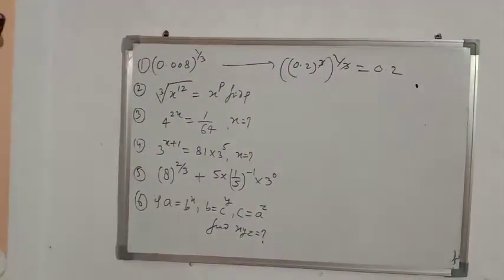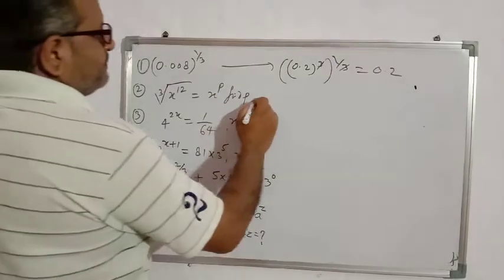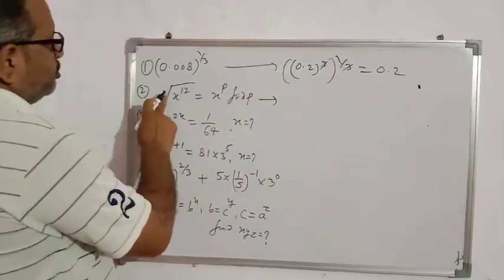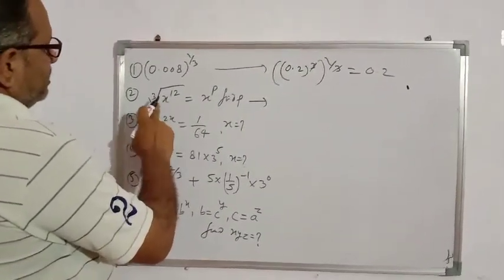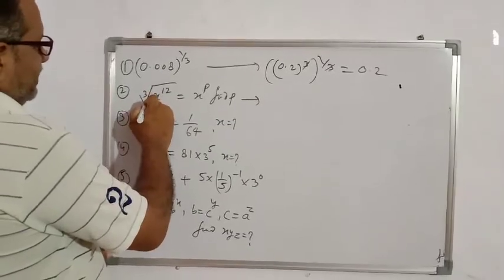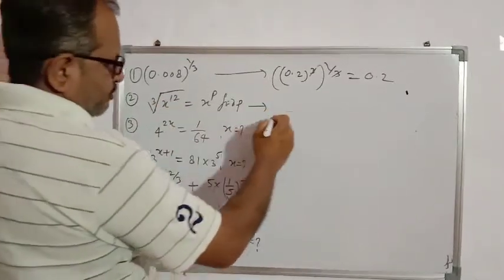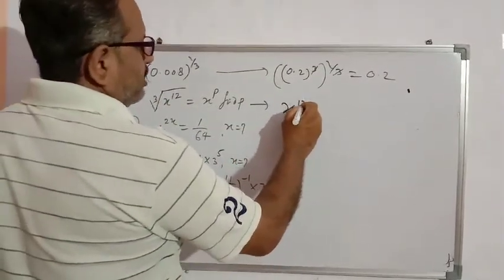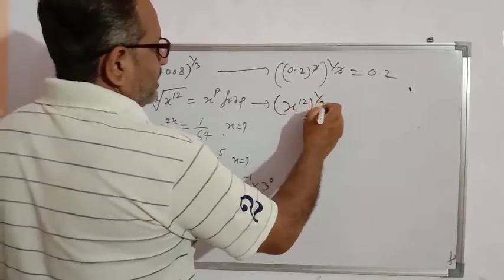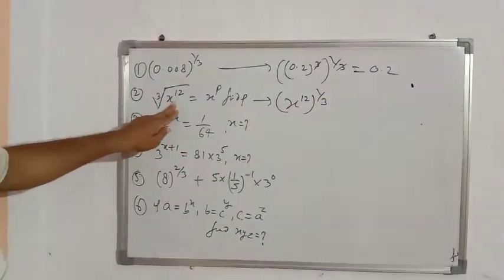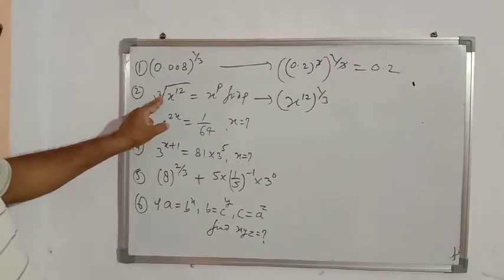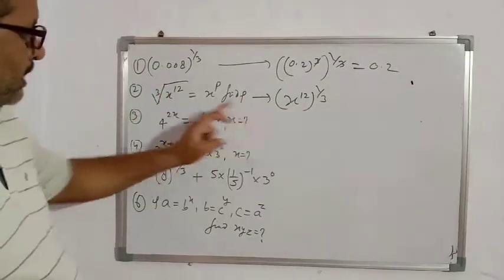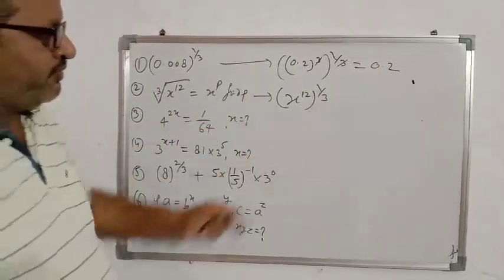0.2. See the second one: cube root of x to the power 12. It is given in the radical form, so write it in the exponential form: x to the power 12, whole to the power 1 by 3. Cube root is written here, so 1 by 3. If 4 is written, we will write 1 by 4.